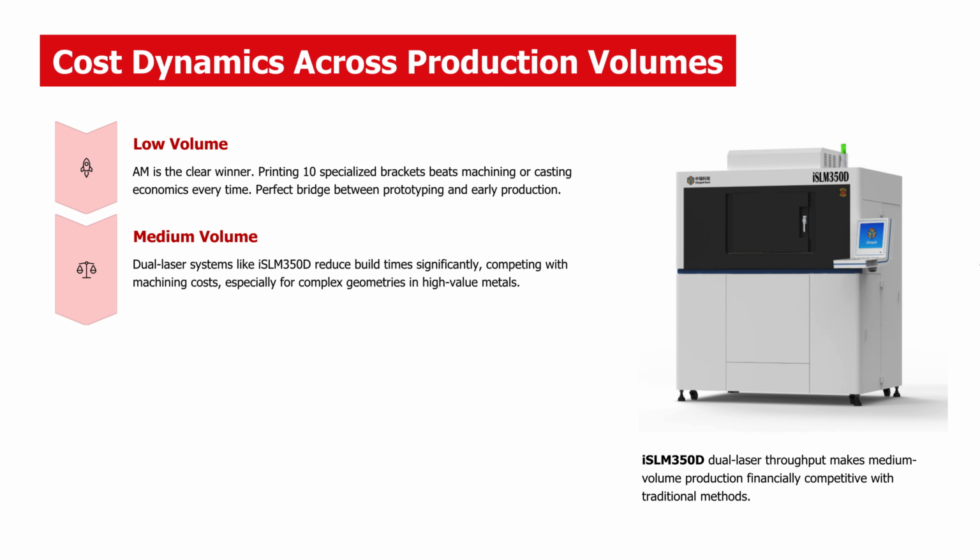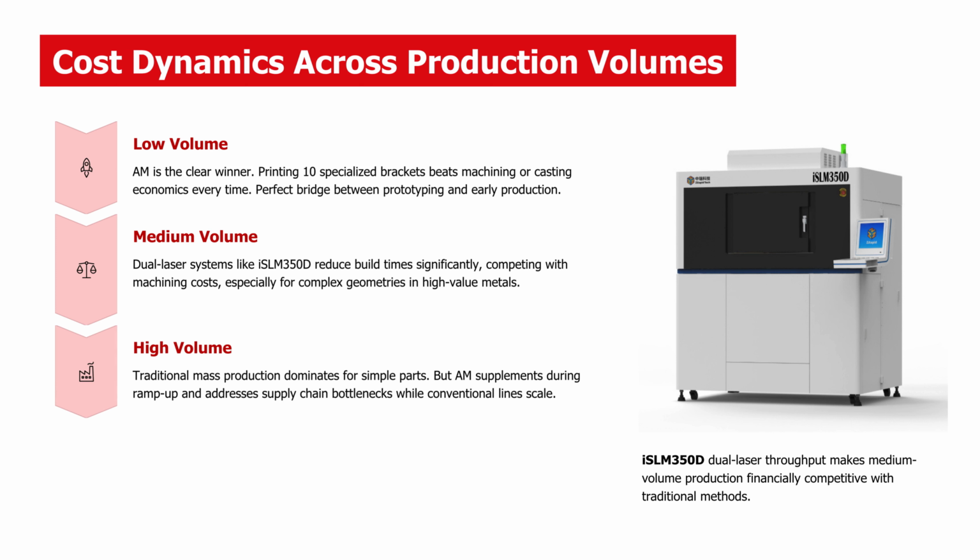At medium volumes, the cost comparison becomes more detailed. Machine speed and process efficiency start to play a bigger role. Dual laser systems, such as the ISLM 350D, can significantly reduce build times and lower the cost per part. When parts are designed specifically for additive manufacturing, AM can compete directly with machining, especially for complex geometries or high-value materials. Post-processing, inspection, and qualification still need to be considered, but the overall cost structure often remains favorable.